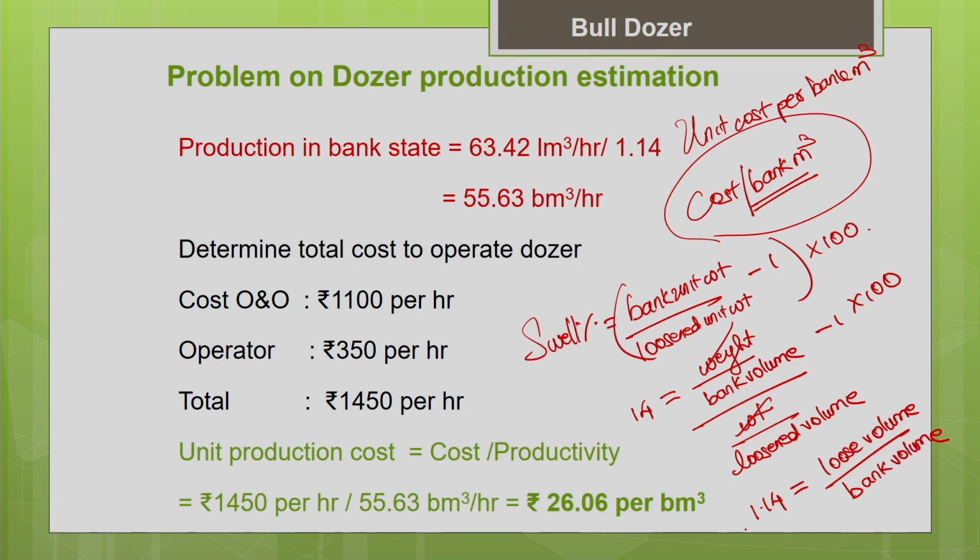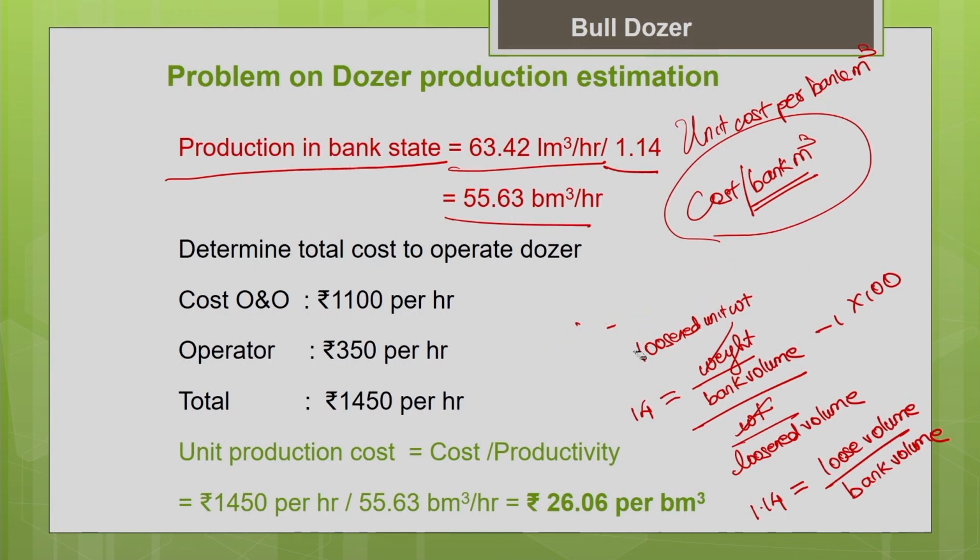Fine. So now you can calculate. I need to calculate now bank volume. Production in bank state is nothing but the loosened productivity divided by 1.14. That's it. So you need to calculate bank state. It is nothing but bank state productivity is nothing but loosened productivity divided by 1.14. That gives you 55.63 bank meter cube per hour.